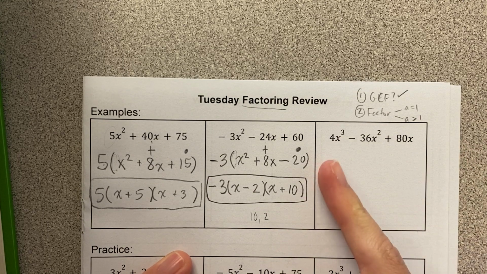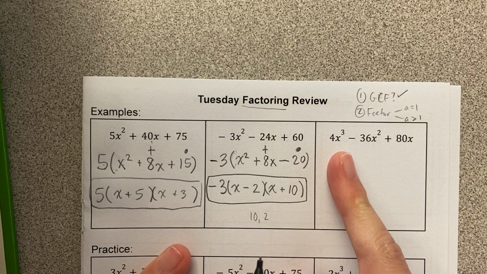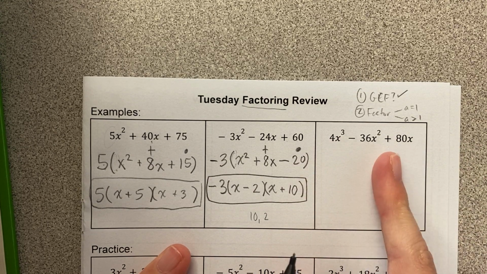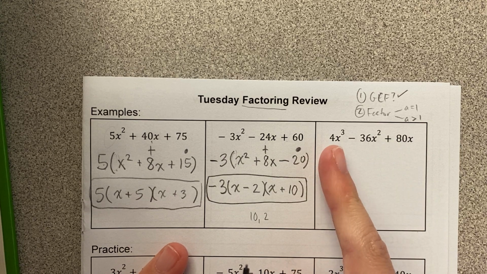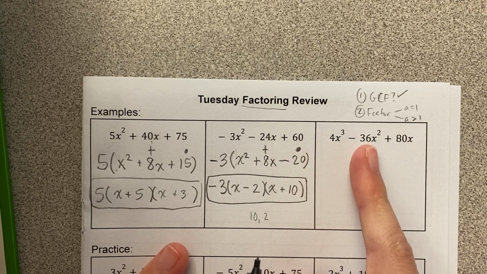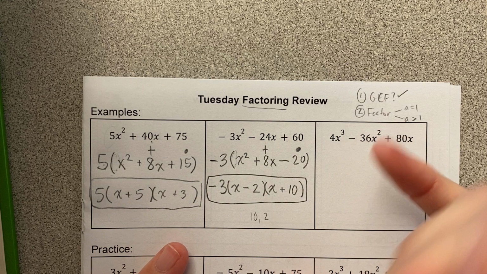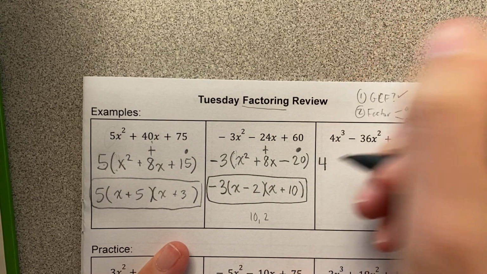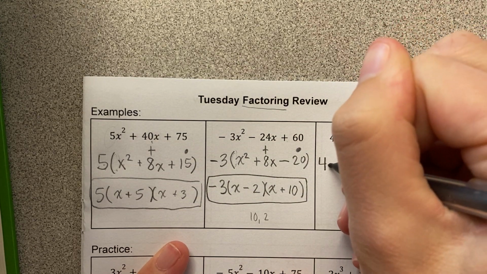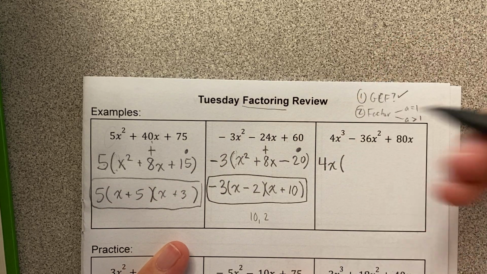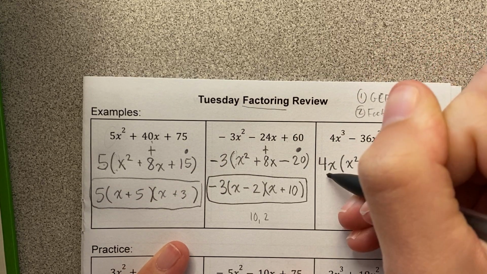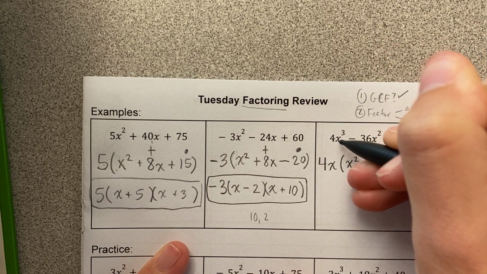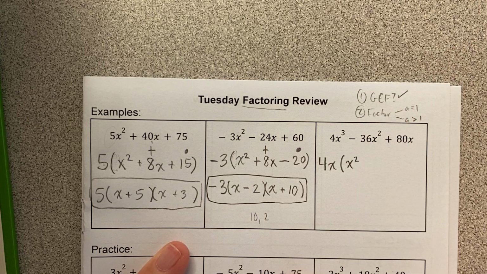One more example. What's the greatest common factor of 4x to the third, negative 36x squared, and 80x? So first, let's check: the smallest number is 4. Does 4 multiply to 36? Yep. Does 4 multiply to 80? Yep. And the other thing I observe is that each of these actually has an extra x. So in this case, my GCF is 4x. Okay, 4x times x squared, that's 4 times 1 is 4, and x times x times x is x to the third.